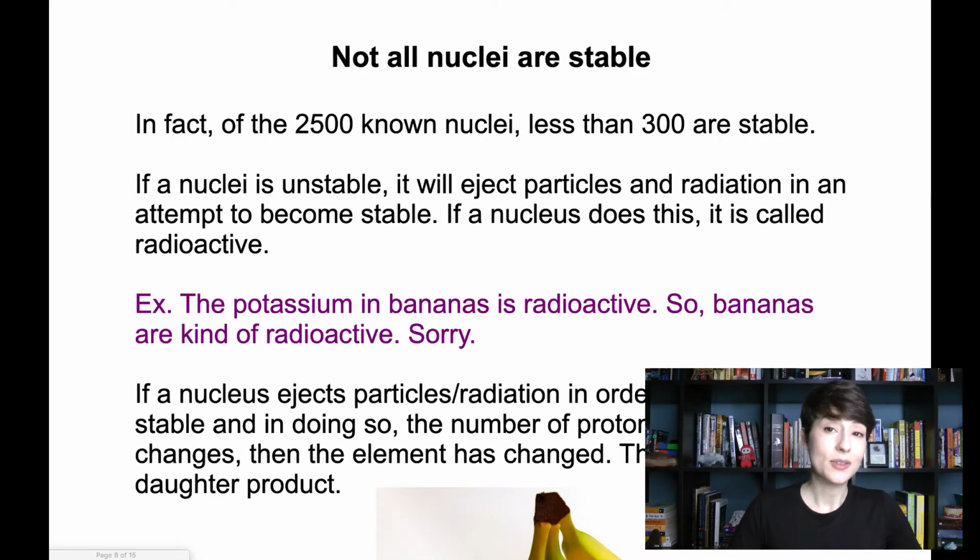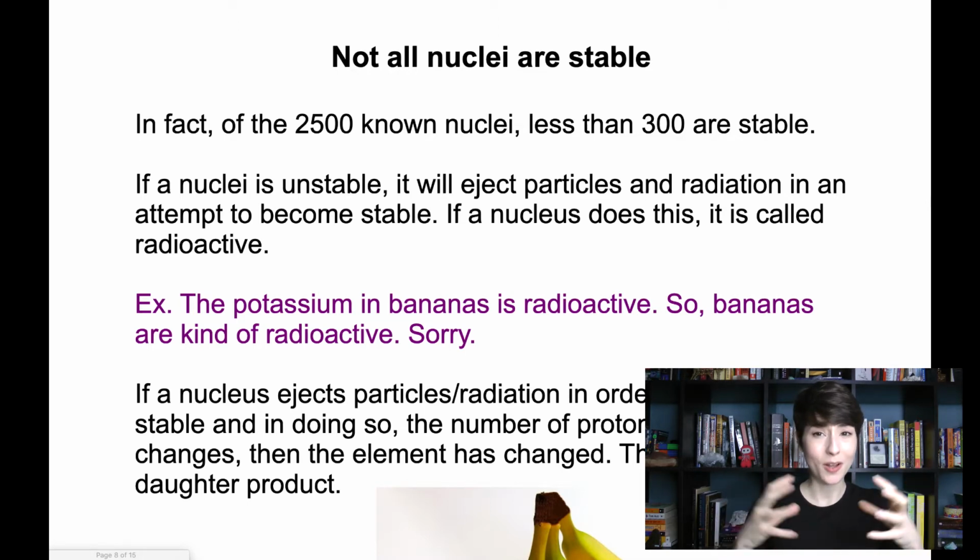The other thing you need to know is that not every single nucleus is stable. In fact, of the 2,500 known nuclei, less than 300 are actually stable. So if a nucleus is unstable, it's going to eject particles and radiation in an attempt to become more stable.